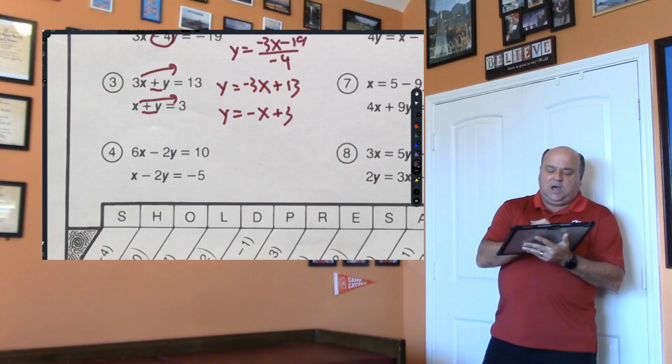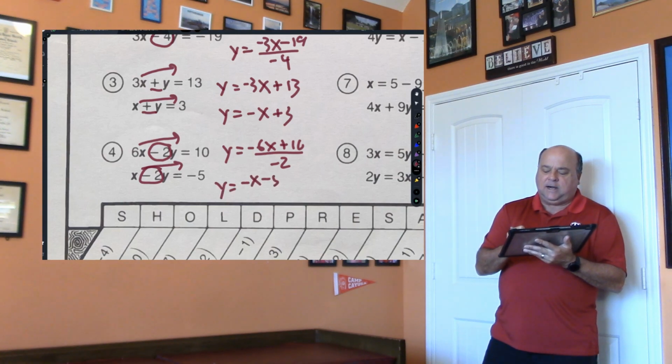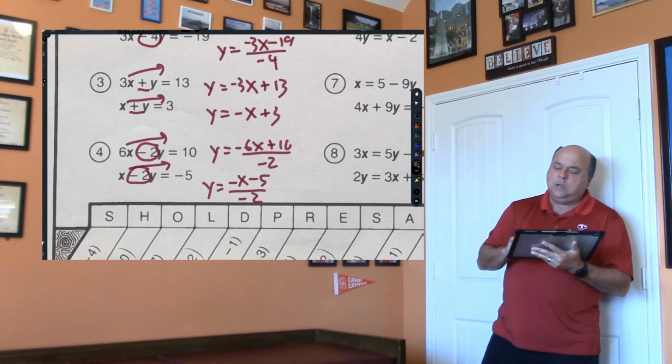Fun, fun, fun. On this one, the x flips. The y goes on the bottom. So y equals negative 6x plus 10 all over negative 2. The x flips. The y goes on the bottom. So y equals negative x minus 5 over negative 2.